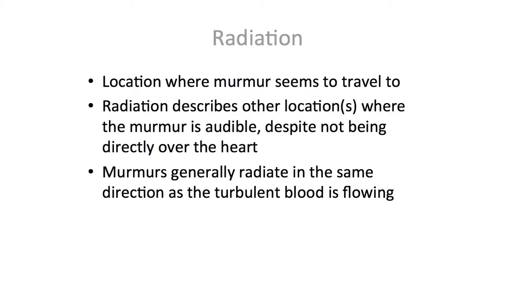Radiation refers to the location where murmurs seem to travel to. It describes other locations where the murmur is audible despite not being directly over the heart. Murmurs generally radiate in the same direction as the turbulent blood is flowing.